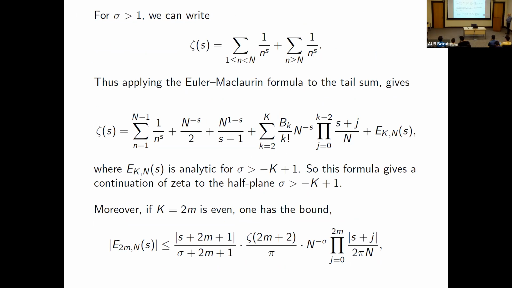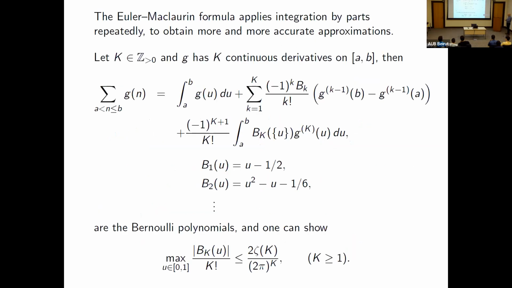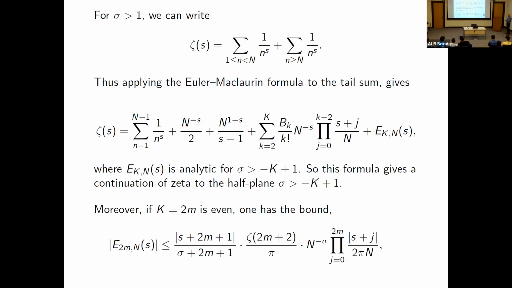Once you do this, your g of x would be x to the minus s. When you apply Euler Maclaurin to zeta, the function that comes here, g of x, will be x to the minus s. Then you go through the whole process and you get this expression. But by these estimates we talked about for the Bernoulli polynomials, you can prove that the remainder term, which involved them, is actually analytic for sigma greater than minus k plus 1. Here I took k correction terms.